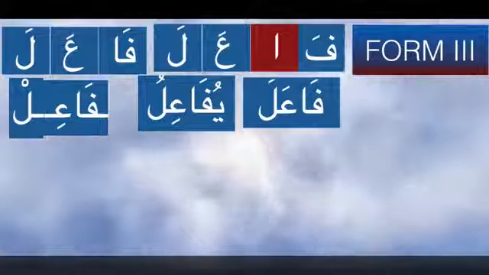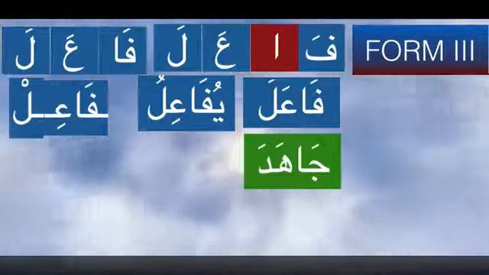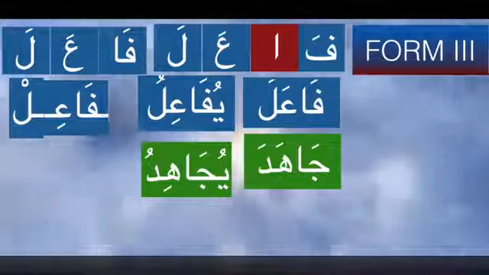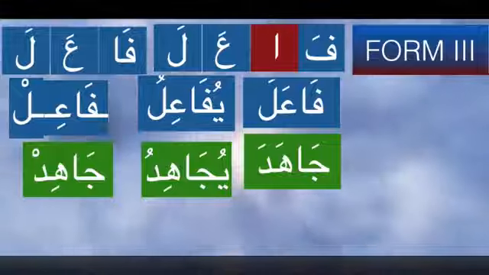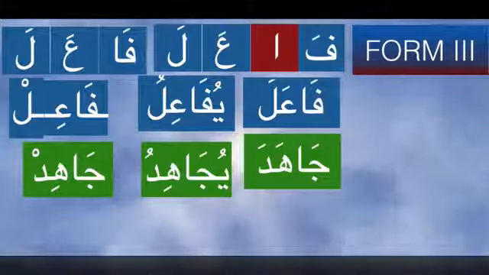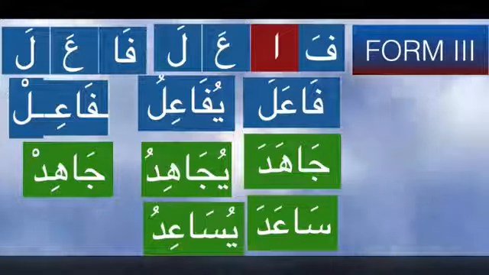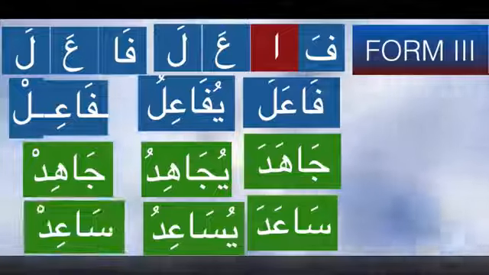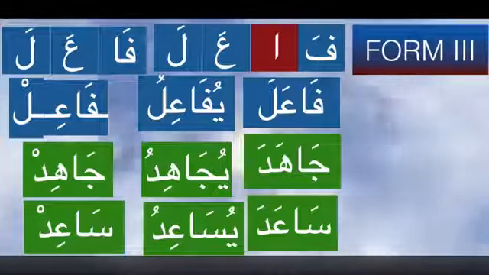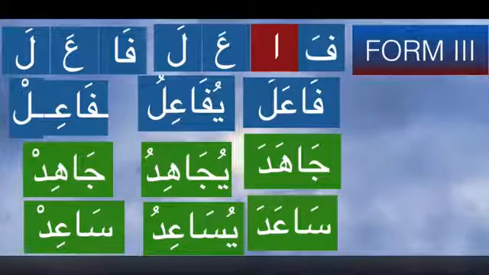So if we take some examples of form 3, it's like jahada, he struggled. Yujahidu, he is struggling. And how do you make amr? Jahid, strive or struggle. Sa'ada, he helped. Yusa'idu, he is helping. And how do you make amr? It is sa'id. So sa'id means help. You're asking for help, commanding.